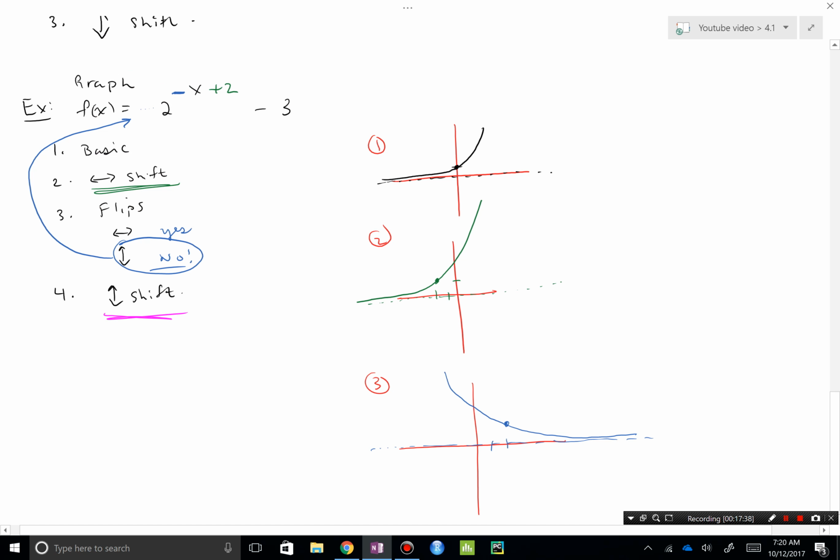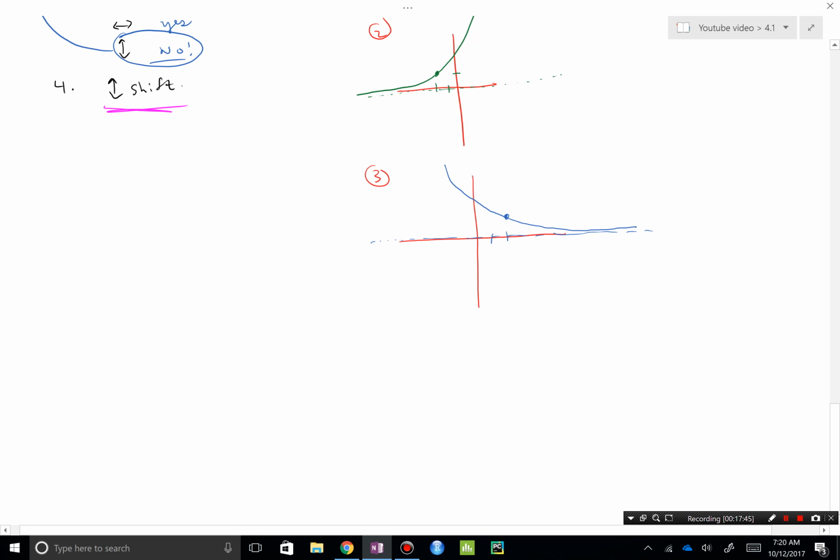Pink. All right. So this is that -3 we were talking about. Okay. So what is the -3 going to do? Obviously, it's going to shift down 3. All right. So here we go.